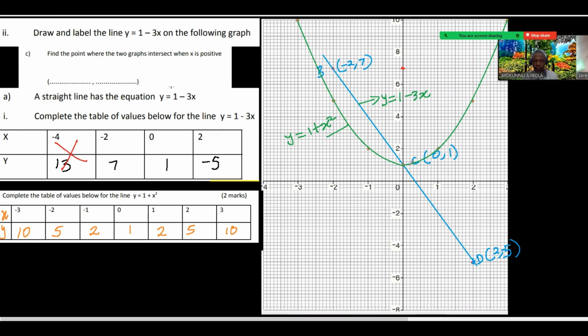Where the two graphs meet is at 0, comma 1, okay? Because you can see 0, comma 1 is here and 0, comma 1 is here, okay? So the coordinates you're going to fill up here are 0 and 1. Is that clear?